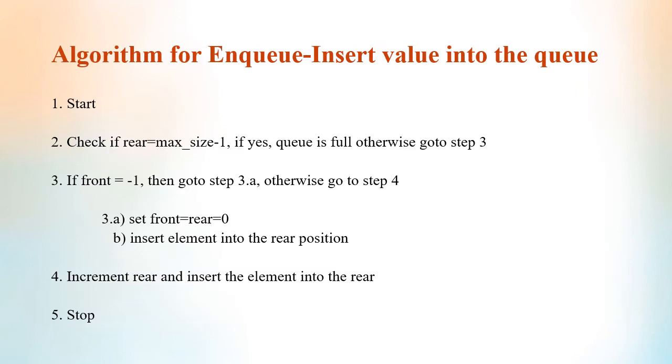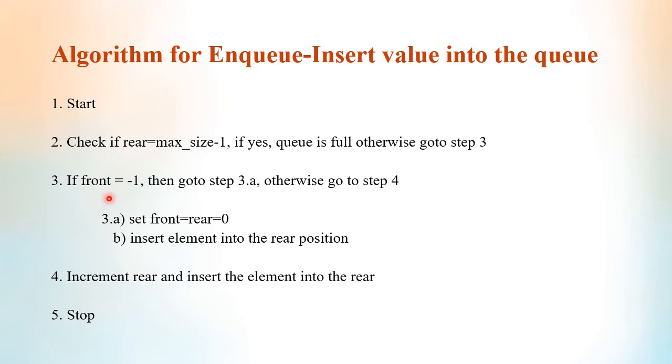Now let us discuss the algorithm for enqueue operation, that is, to insert a value into the queue. Start. Check if rear is equal to max size - 1. This is to see whether the queue is full or not. If queue is full, we cannot insert any further element. If there is space in the queue, go to step 3.